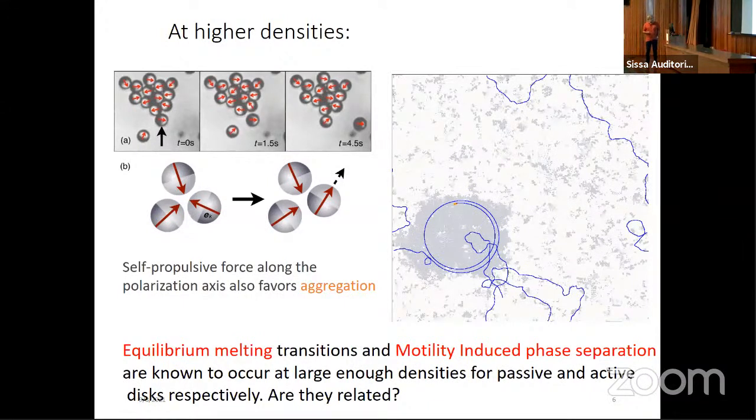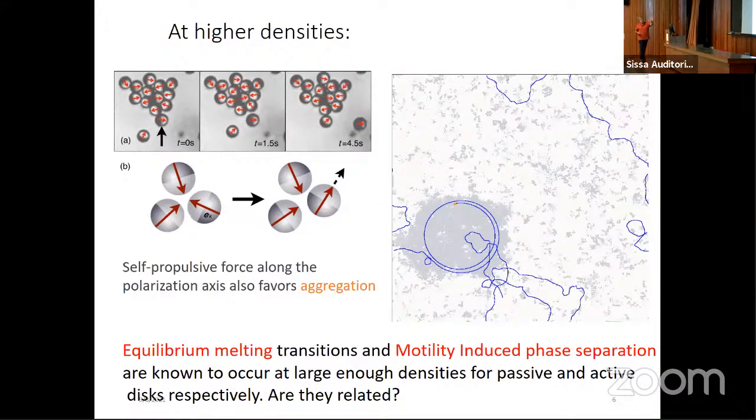So the question that we considered with friends and colleagues, Letizia Cugliandolo, Ignacio Pagonabarraga, Demian Levis, and the other students in Bari, was to make a connection with what happens in passive standard disks, where also the melting transition occurs at high density.